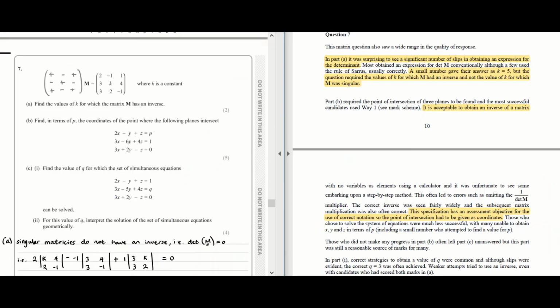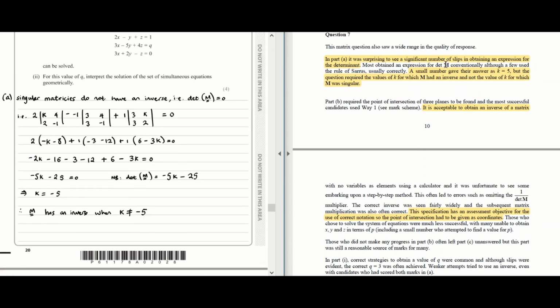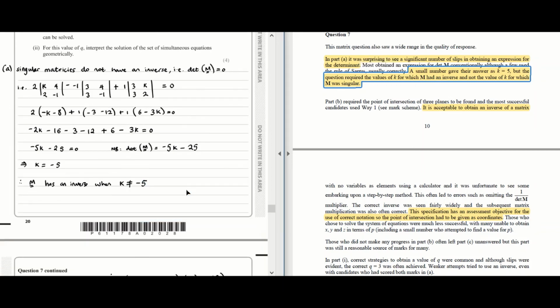Question 7 was a matrices question, part A. There were slips in finding out the determinant. A lot of people gave this answer of k equals 5 but failed to recognize that the question requires the values of k for which the matrix M had an inverse, and not the value of k for which M was singular, so you have to say k doesn't equal minus 5.